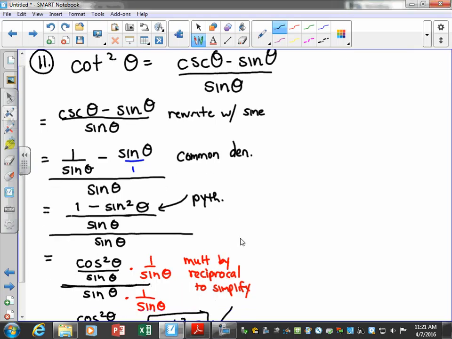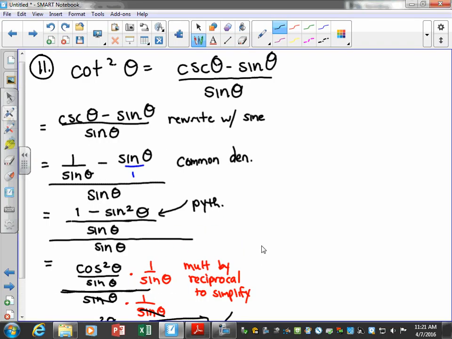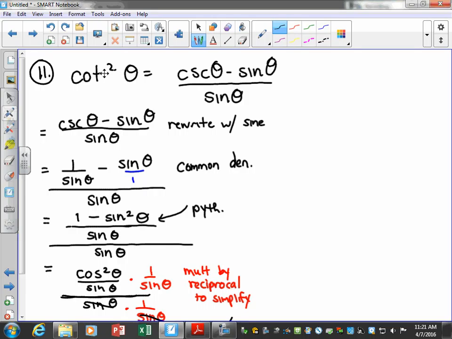Now this next part, I'm just simplifying algebraically. I don't want a fraction divided by a fraction within a fraction, so I'm going to simplify this by multiplying by the reciprocal. Whatever you do in the denominator, do in the numerator as well. Cosine squared theta, sine squared theta, and of course everything down here is going to simplify out. So cosine squared theta over sine squared theta is cotangent squared theta, and that's where we're trying to go.